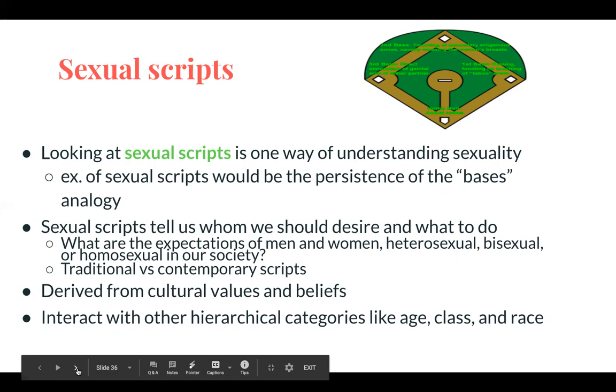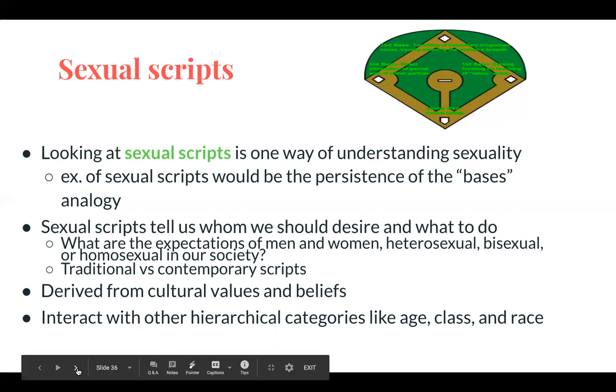A good example of a sexual script is the persistent bases analogy, right? If baseball is the American sport, at some point we started describing the progression of sexual intimacy using the bases analogy. The fact that we use that form of analogy makes sense, right? Everyone knows baseball, everyone knows how running the bases works. So then you apply that same thought to sexual intimacy.